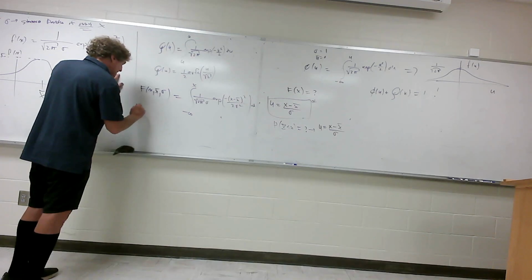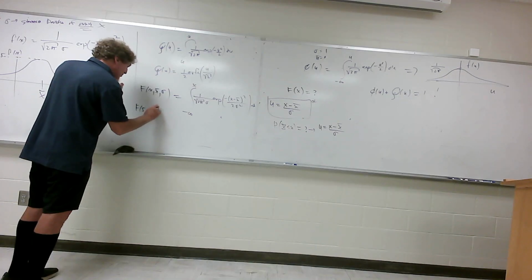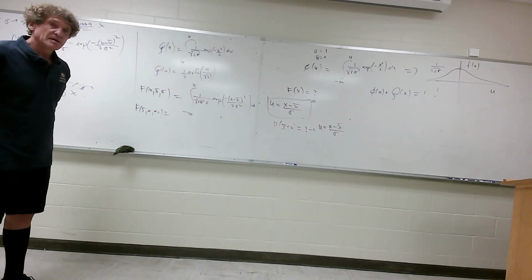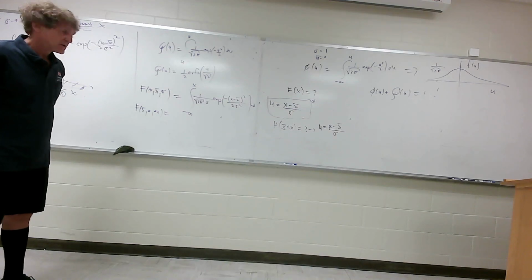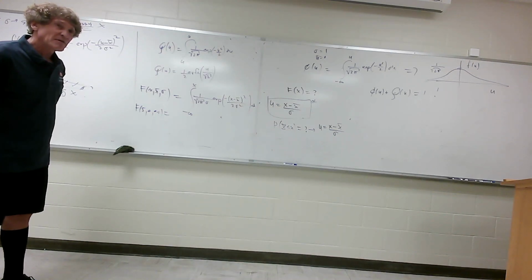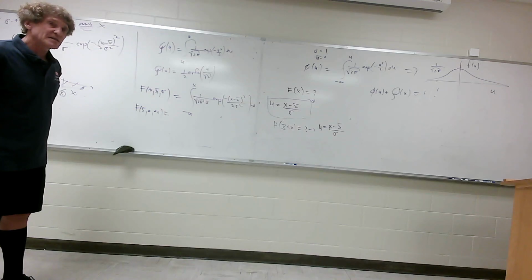F of 5, comma 0, comma 0.1. That should be 1. Tell me what you get. What? Say again? 5.405 e to the negative 5.2. E to the minus 500. You know what you got there? You got the probability density function.